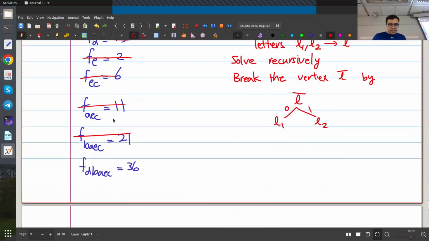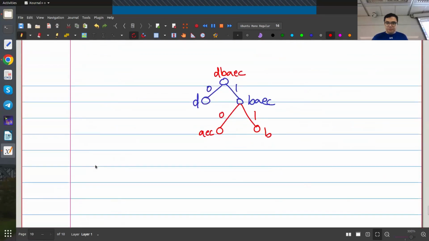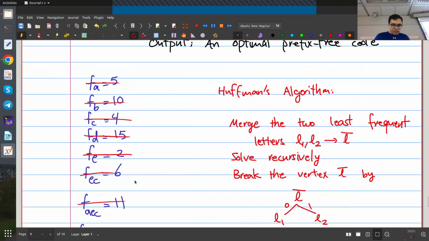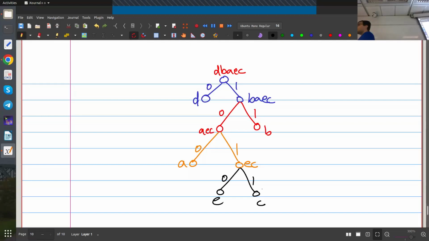Now, AEC itself was the combination of A and EC. So I'm going to, again, break it down. Let me use another color. So let's say I put A on this side, and I put EC on this side. Finally, EC was a combination of E and C. So I'm going to break it down, maybe like this. And I put, let's say, E on this side and C on this side. It doesn't really matter. When you're breaking down, you can put whichever you want on whichever side you want.